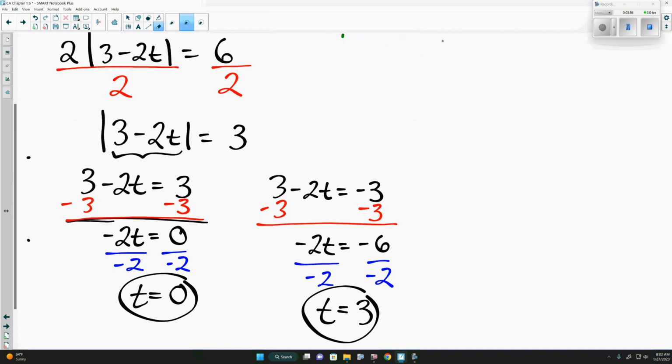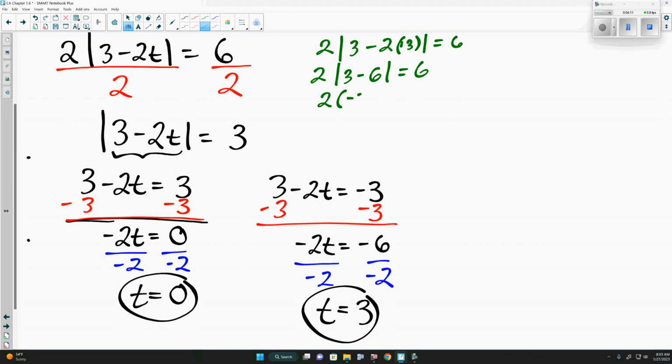Okay. We can do the exact same thing, but this time we can plug in our other answer of 3. 2 times 3 is 6. 3 minus 6 is negative 3. Absolute value of negative 3 is 3, and 2 times 3 is 6. So both of these solutions work. And that's really the main thing with these here.